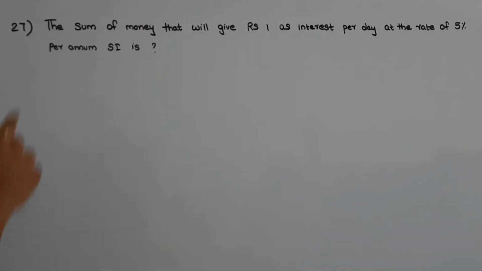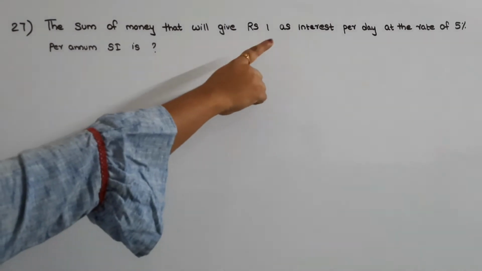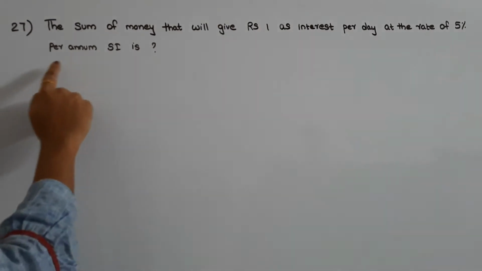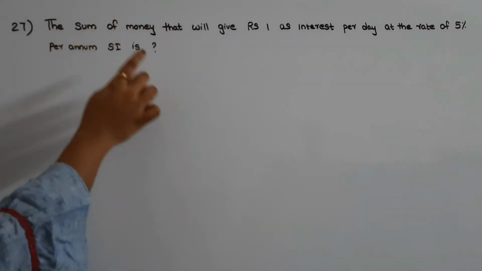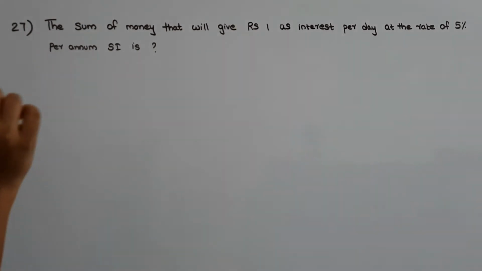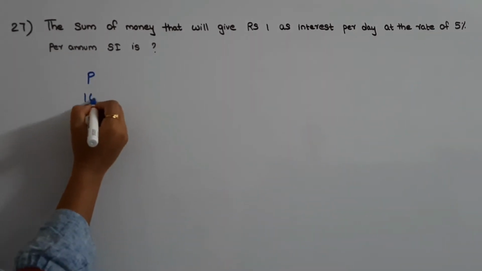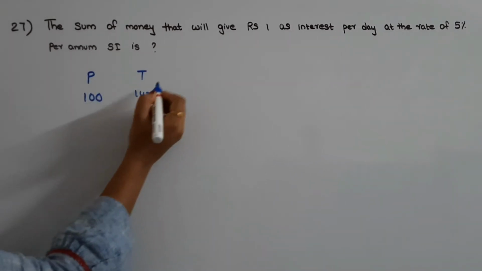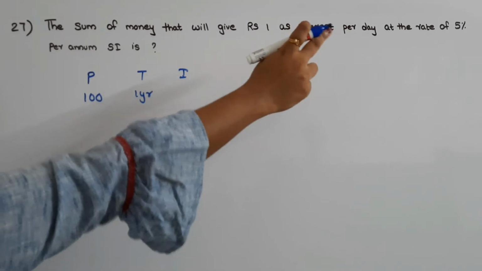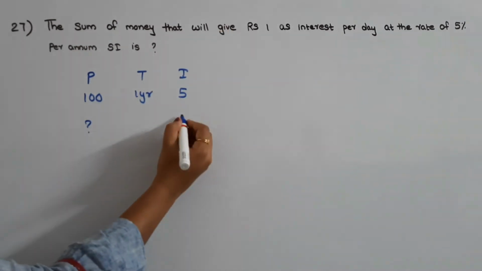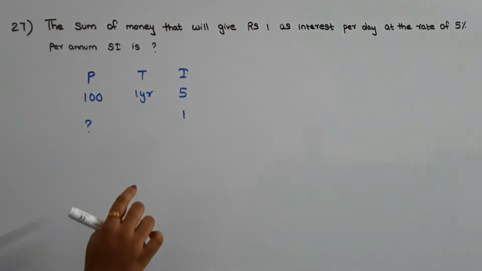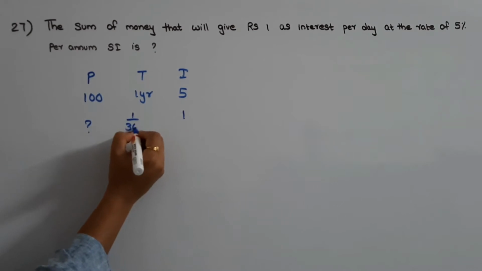The next question is, the sum of money that will give rupees 1 as interest per day at the rate of 5% per annum simple interest is what? So in this question they are asking what is the principal when the interest is 1 rupee and the time period is 1 day and the rate of interest is given as 5%. Now we know that when the principal is 100, time period is 1 year, interest will be equal to the rate of interest, that is 5. They are asking what is the principal when the interest is 1 rupee and the time period is 1 day. 1 day can be written as 1 by 365 year.